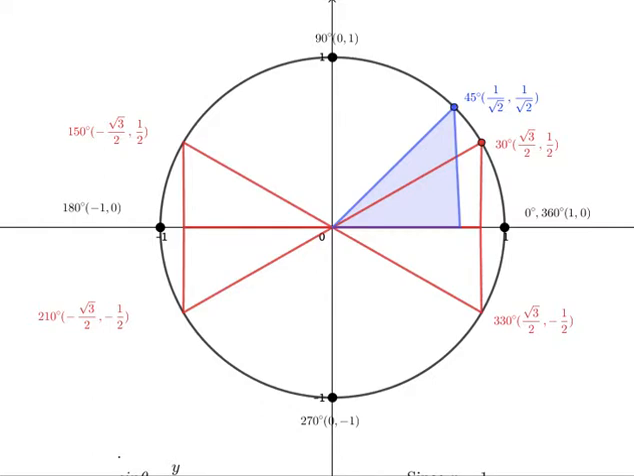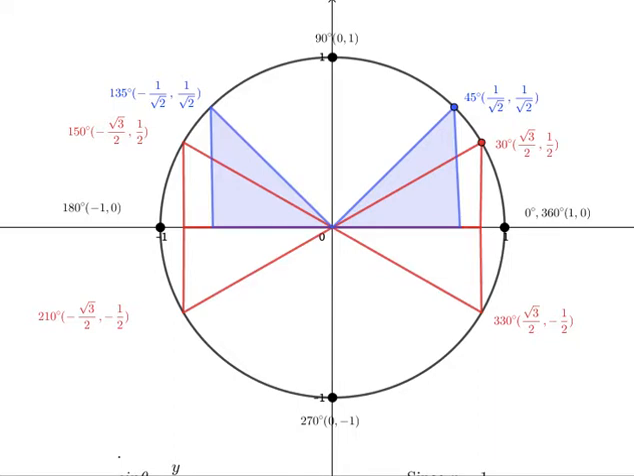The next related angle to 45 degrees in quadrant number 2 would be 45 degrees less than 180, which is 135 degrees. The xy coordinates are identical except for now the x coordinate is negative. So the coordinates of that position on the unit circle of 135 degrees is negative 1 over root 2, comma 1 over root 2.